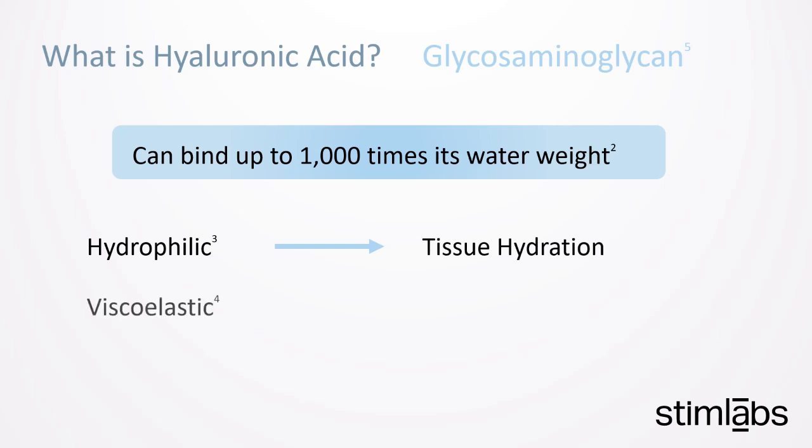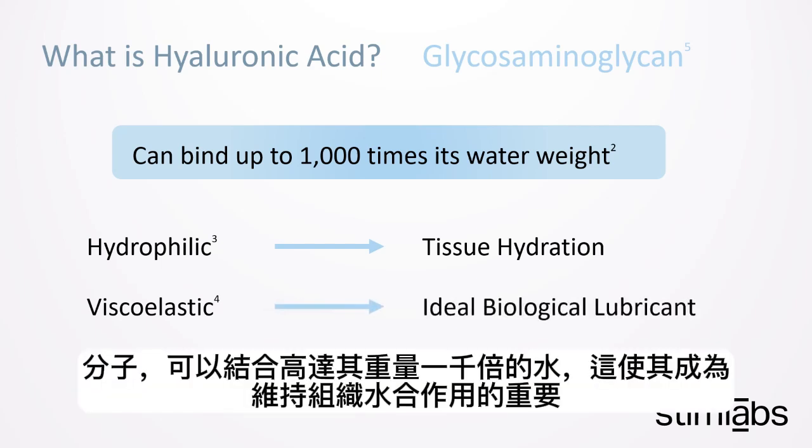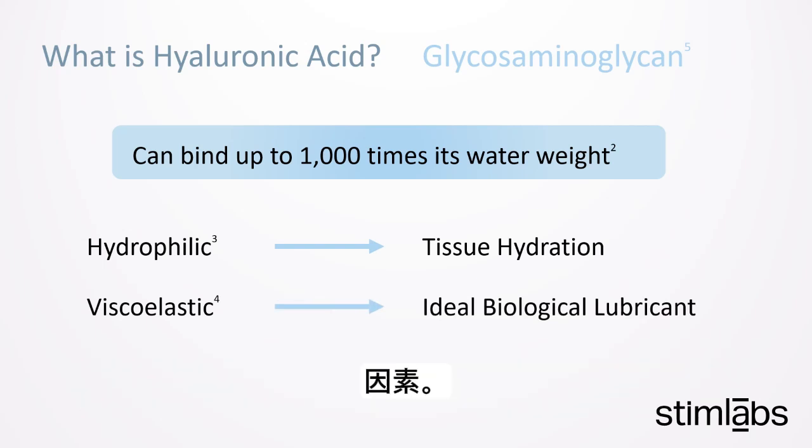HA is also viscoelastic, giving it special physical properties that allow it to resist compression and deformation from stretching. This is why it's considered to be the ideal biological lubricant found in high quantities in synovial tissue. These viscoelastic properties allow it to lubricate and cushion joints.